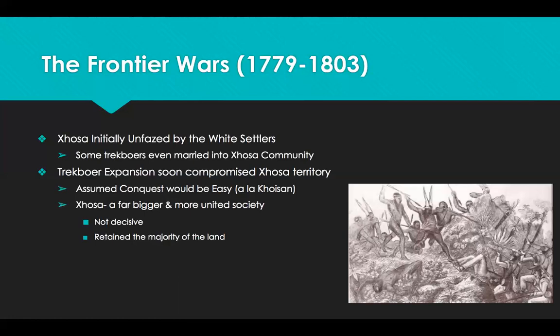So between 1779 and 1803, we see the first three frontier wars, 1, 2, and 3, and they were indecisive, inconclusive affairs, which left the Xhosa and their Khoisan allies in possession of most of that territory, right? So the Xhosa retained a majority of that land.